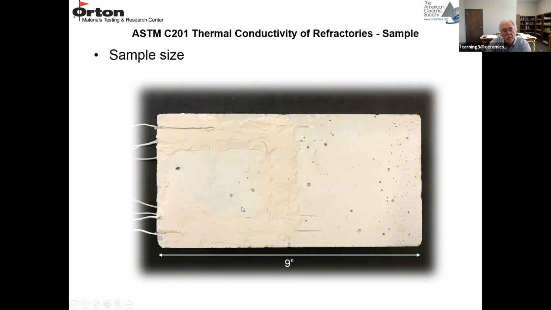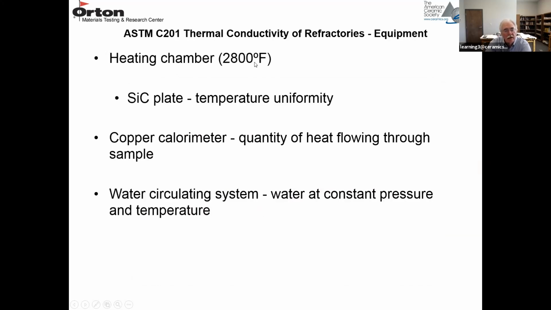So there are thermocouples embedded in the hot and cold face. The heating chamber usually is capable of going to 2,800 degrees F. So you can put a temperature on the hot face of about 2,800 degrees F. There's a silicon carbide plate that you put over the hot face to provide a more uniform temperature, a more uniform heat flow. The copper calorimeter I described a few minutes ago.